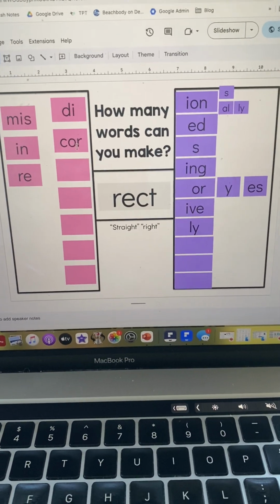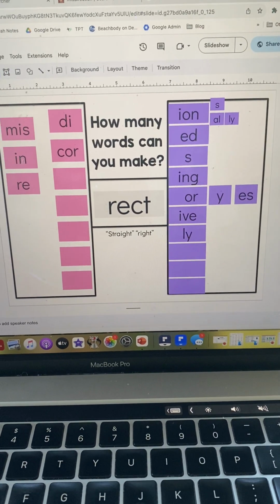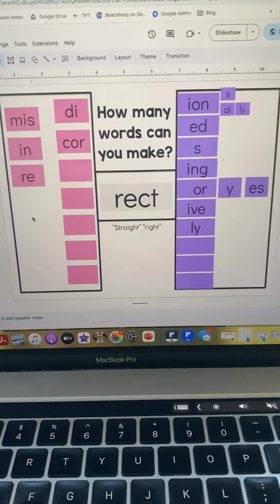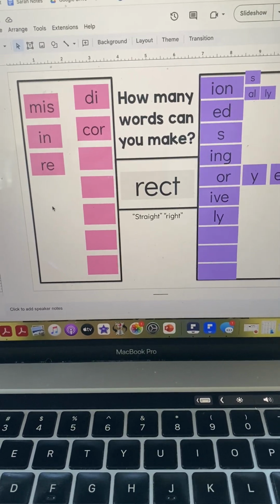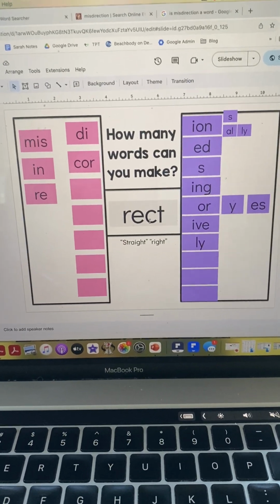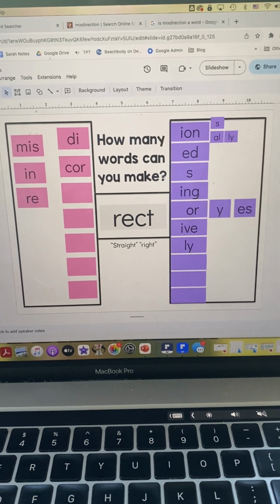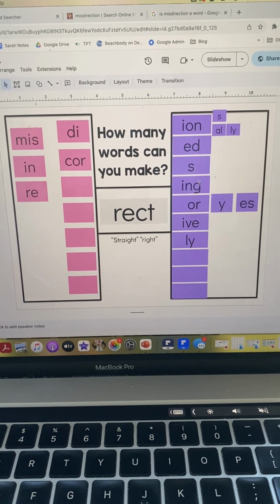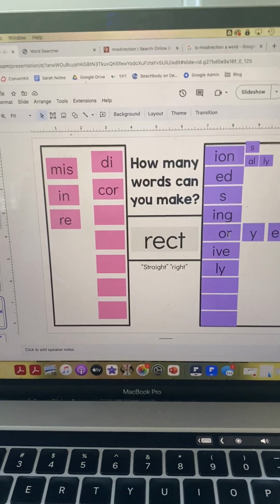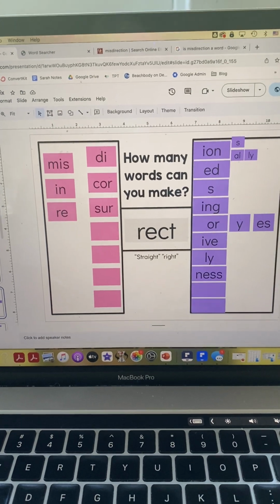So we have correct, and again, I think you can recorrect something. Something can be incorrect, and I'm pretty sure you can also miscorrect something. Maybe you're correcting a paper and you do it wrong. I don't know. I can look that up to see if that's really a word. Use our resources, which I'll show you. And then you can also make correction, corrected, corrects, correcting, corrector, correctly. Is corrective a word? Not sure. Let's keep going.